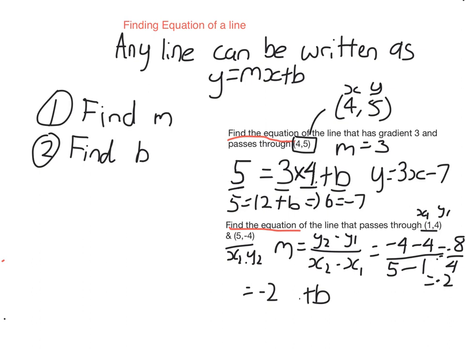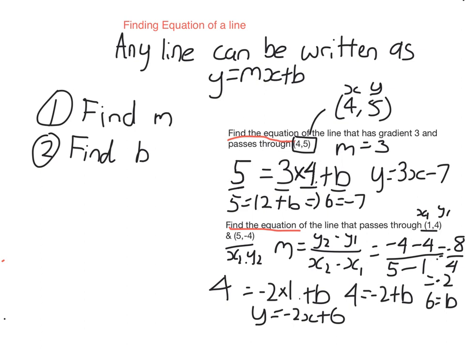So I get y equals negative 2 times x. The x coordinate of the first point was 1, plus b. So now I have 4 equals negative 2 plus b. So I add 2 to both sides. I get 6 equals b. B is 6. So therefore the equation of the line is y equals negative 2x plus 6.